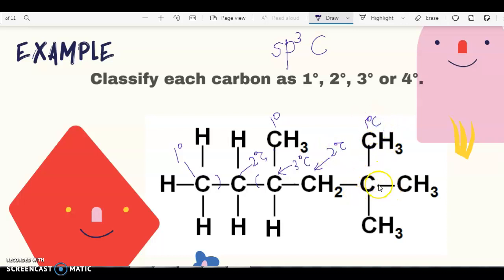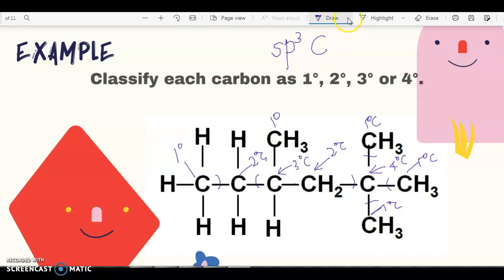Okay, so now this carbon is bonded to 4 other carbons. So 1, 2, 3, 4. So this one would be a quaternary carbon without hydrogen. Okay, so this CH3 will also be primary.